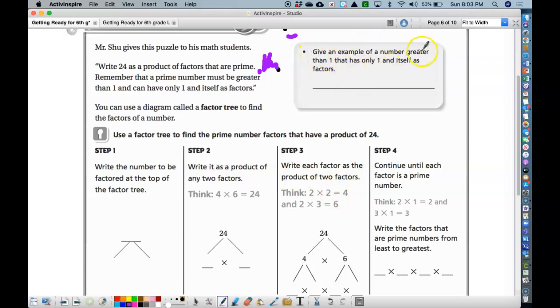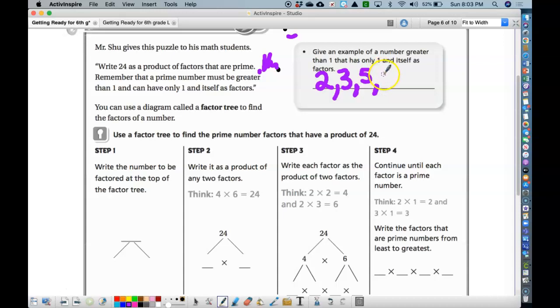So it says, give an example of a number greater than 1 that has only 1 and itself as factors. So we're looking for prime numbers here. The first prime number I know of is 2. And then 3 works, because it's only 3 times 1. But 4 does not work. 2 is really the only even number that does work. But 5 would work. 6 doesn't, because I have 1 times 6 and 2 times 3.